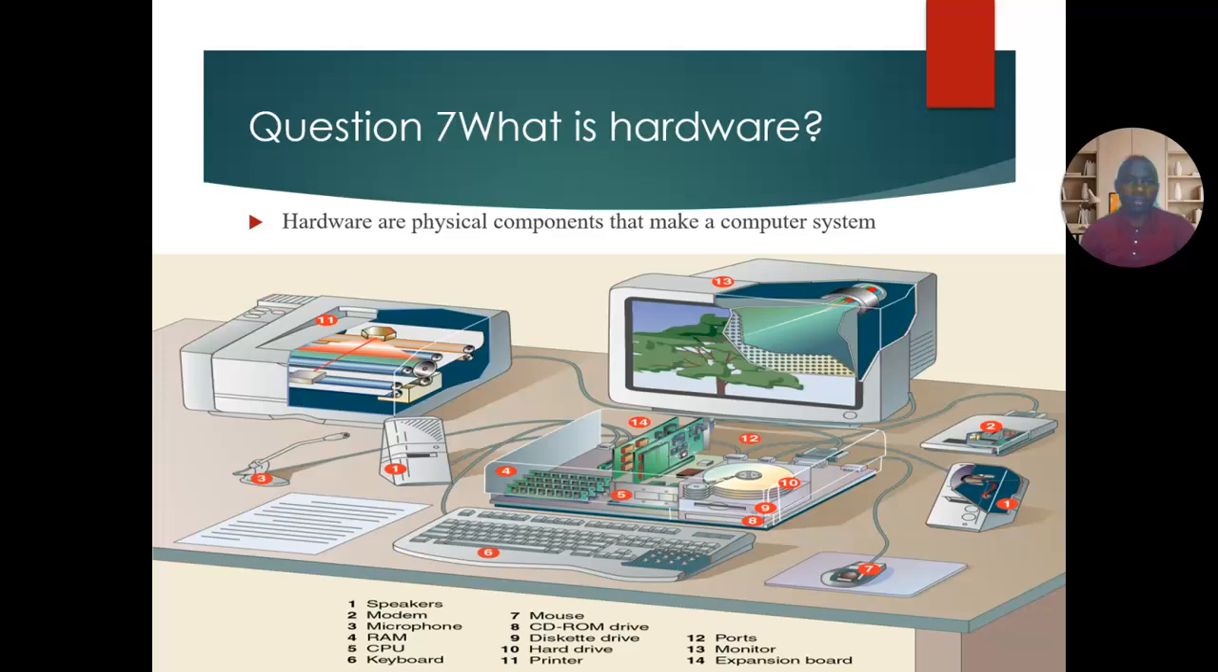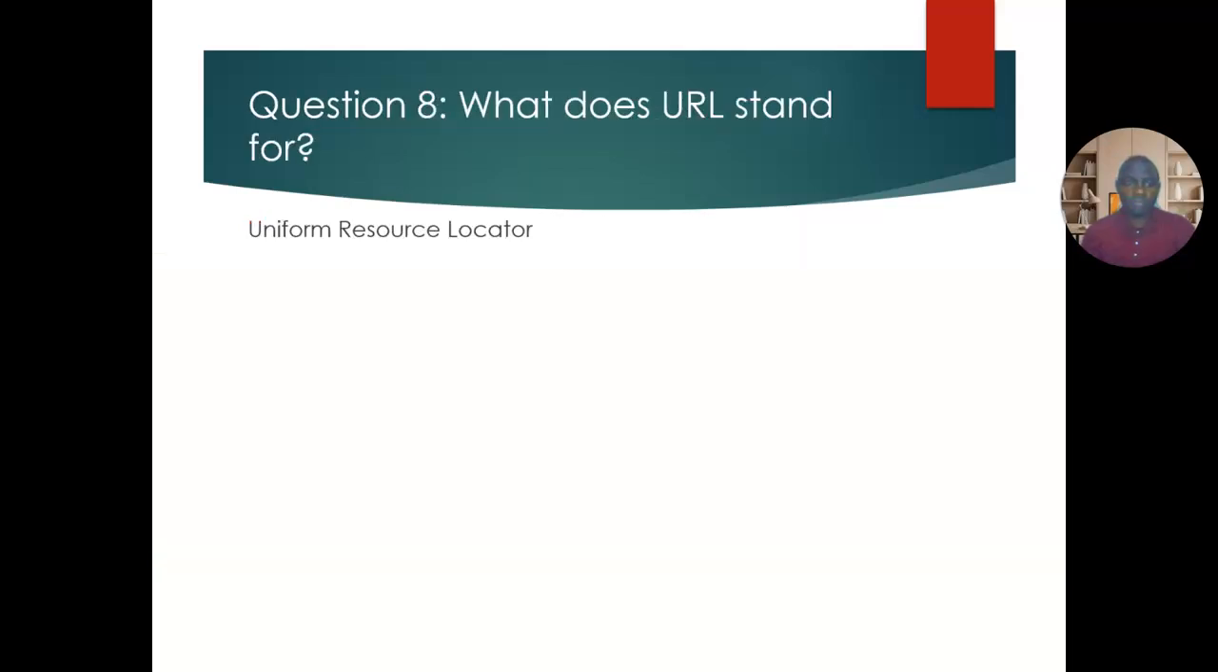Then, what is hardware? Hardware are physical components that make up a computer. For example, you can see all these physical components here. When you add them up, we come out with what we call a computer: the speakers, the modem, the RAM, the CPU, the keyboard, the mouse, the CD drive, diskette drive, hard drive, printer, ports, monitors, and expansion boards. You can have a few of them, then you come up with what we call a computer, but all those are hardware.